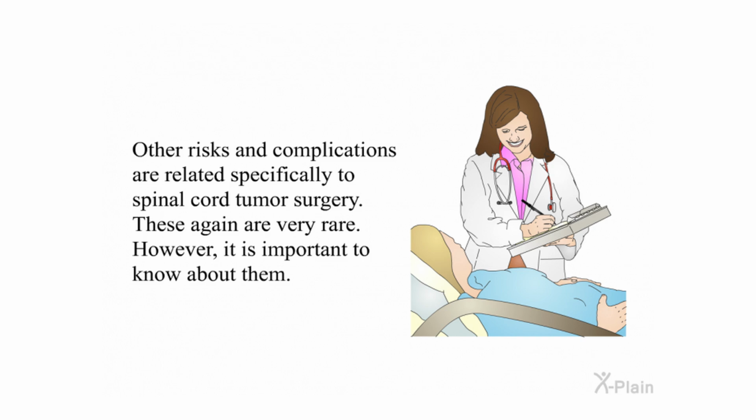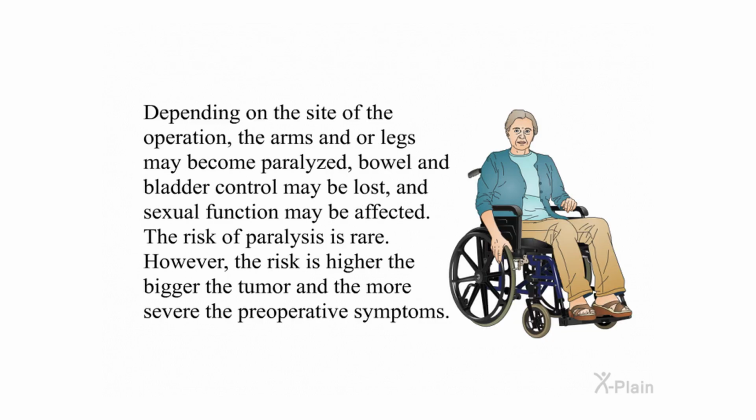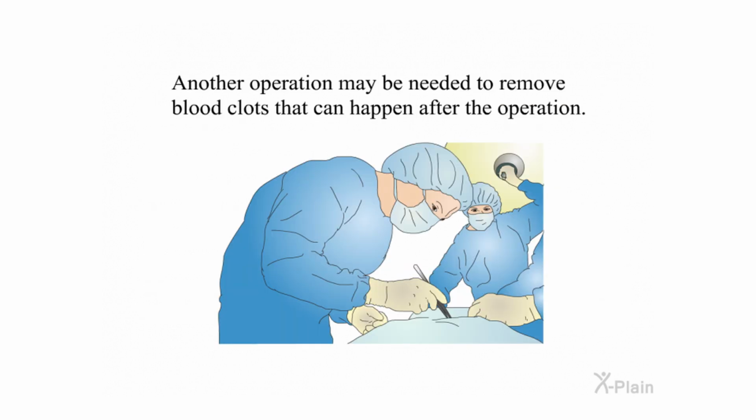Other risks and complications are related specifically to spinal cord tumor surgery. These again are very rare. However, it is important to know about them. Depending on the site of the operation, the arms and/or legs may become paralyzed, bowel and bladder control may be lost, and sexual function may be affected. The risk of paralysis is rare. However, the risk is higher the bigger the tumor and the more severe the preoperative symptoms. Another operation may be needed to remove blood clots that can happen after the operation.